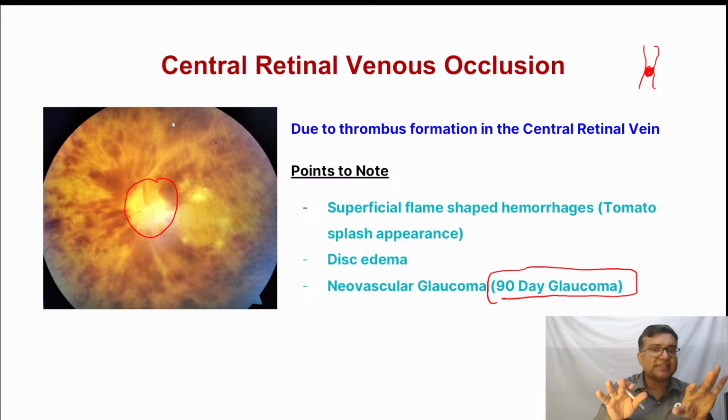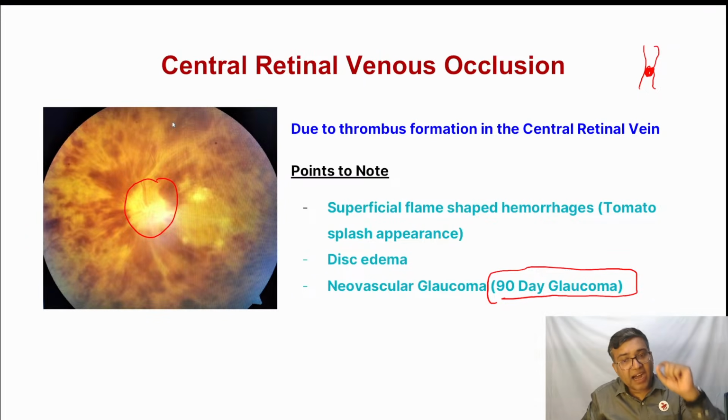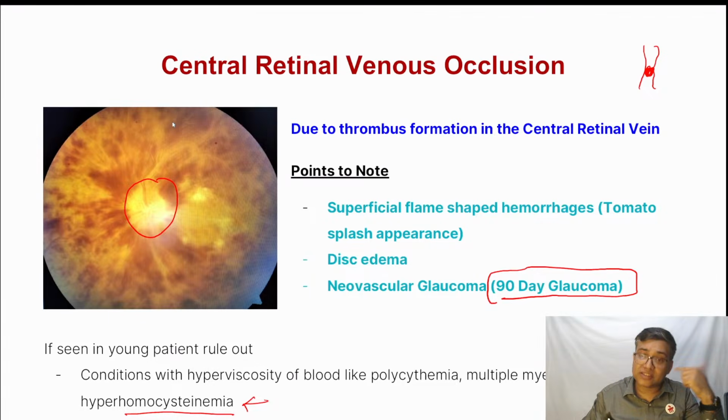Okay, now if they ask that there is a young patient, a 26-year-old guy, and this 26-year-old guy is having a tomato splash appearance, what is the most important investigation that you would do? So in this patient, we would definitely go for the lipid profile. We would see the blood pressure, diabetes, but very important here is I have to rule out the various important causes of hyperviscosity of blood. So the causes like polycythemia, multiple myeloma, okay, hyperhomocystinemia. Very important is hyperhomocystinemia. They have to be ruled out because they can also cause the central retinal venous occlusion.